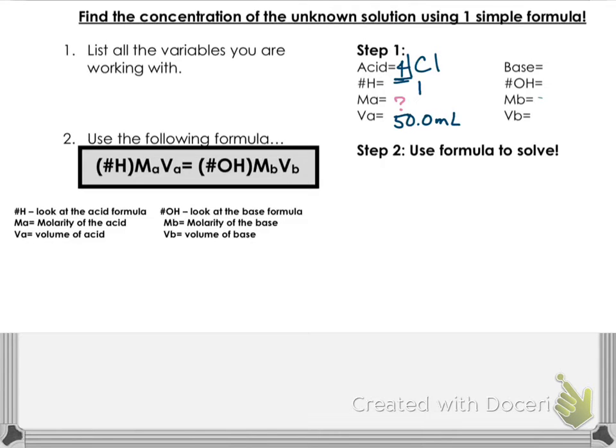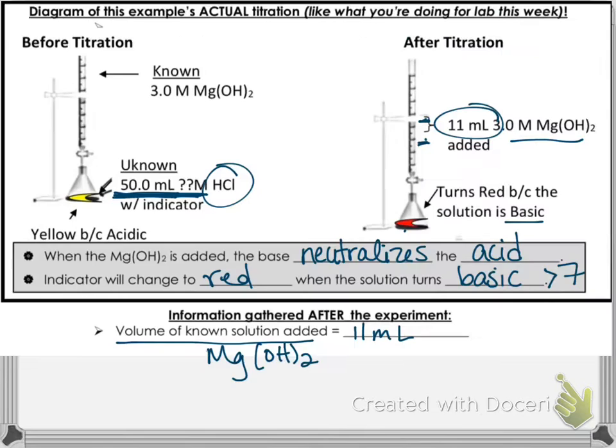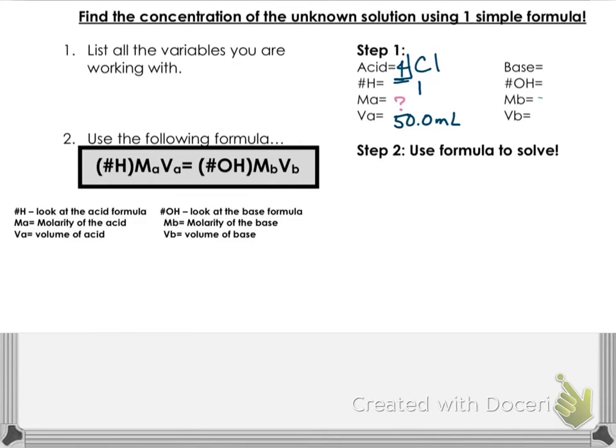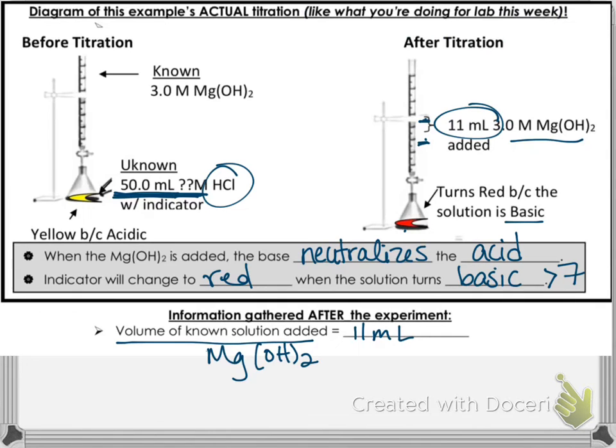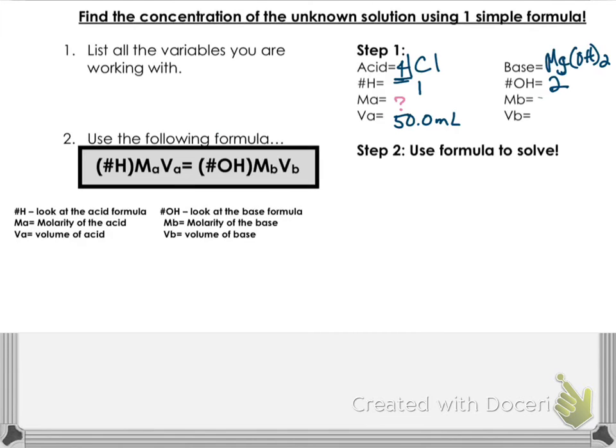Okay, we're going to do the same with the base. Think about what we know. We have 11 milliliters of 3 molar magnesium hydroxide. So the base, magnesium hydroxide, you look at that formula, how many hydroxides does it have? 2, very good. And the molarity was given to us, it's 3.0 molar.